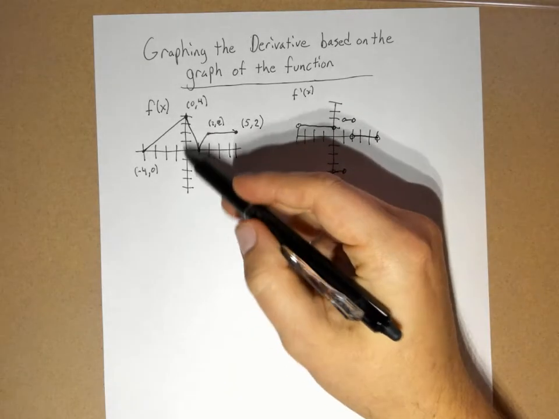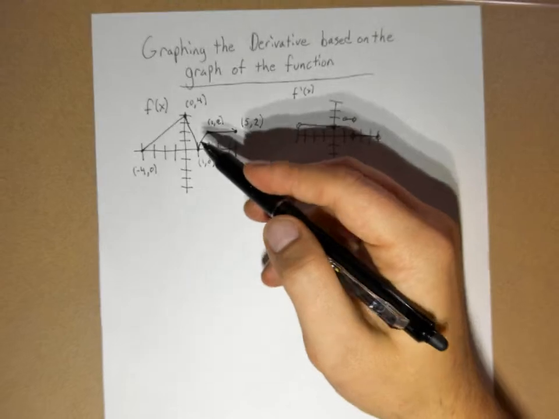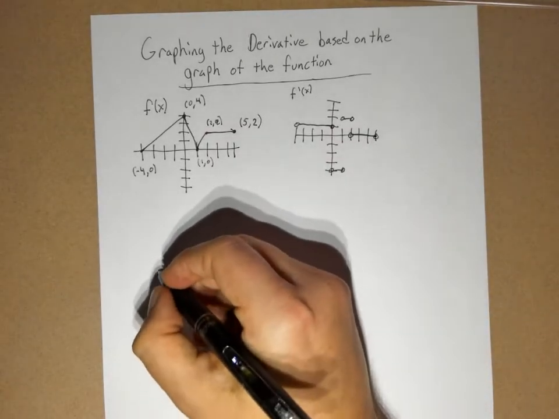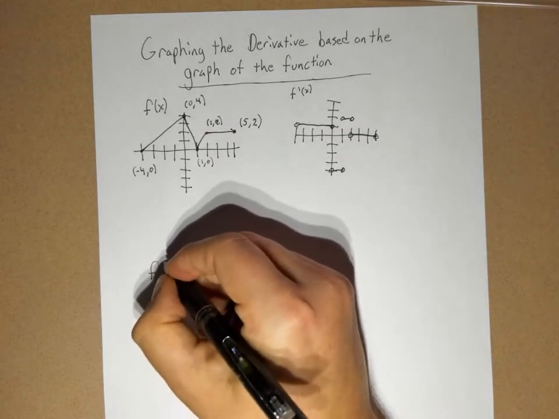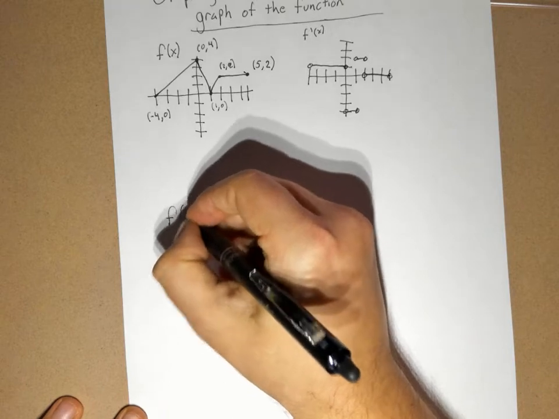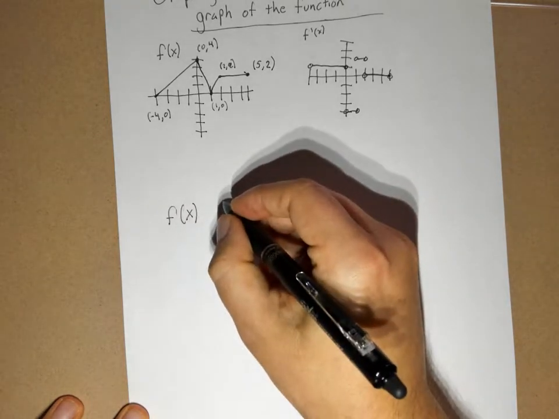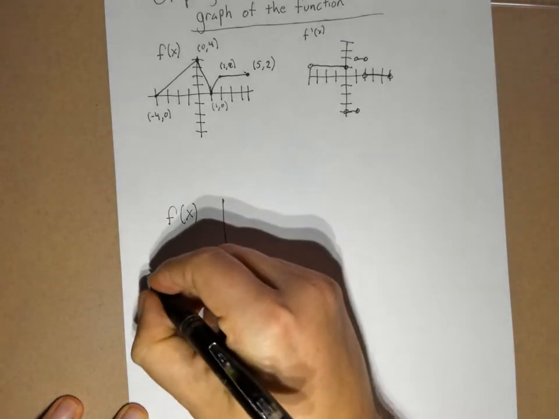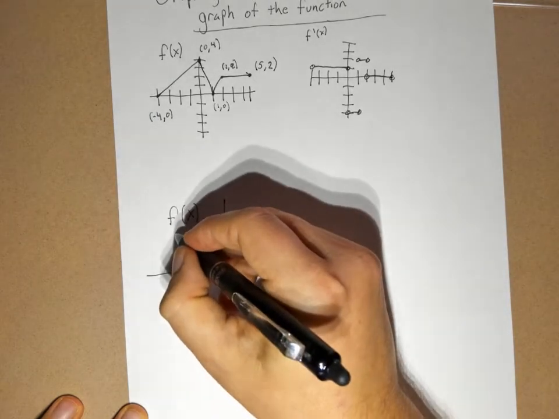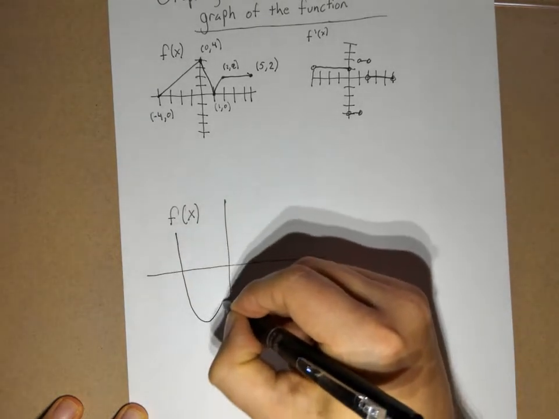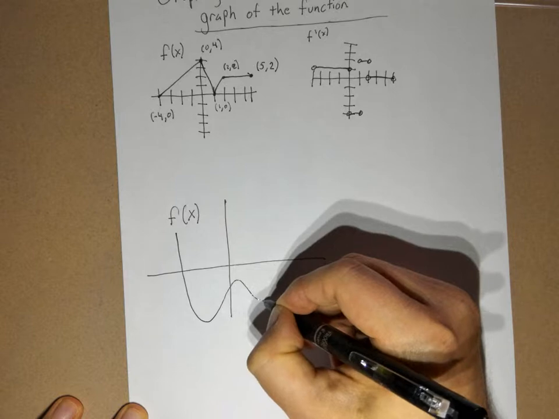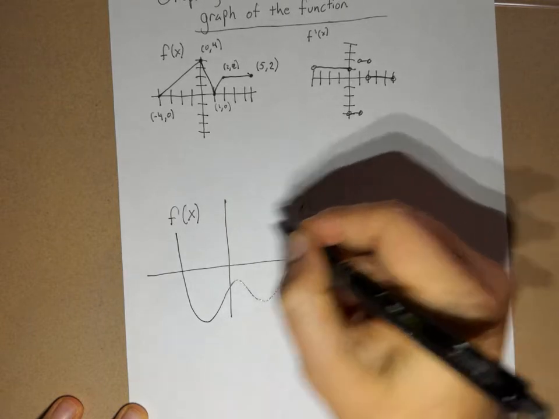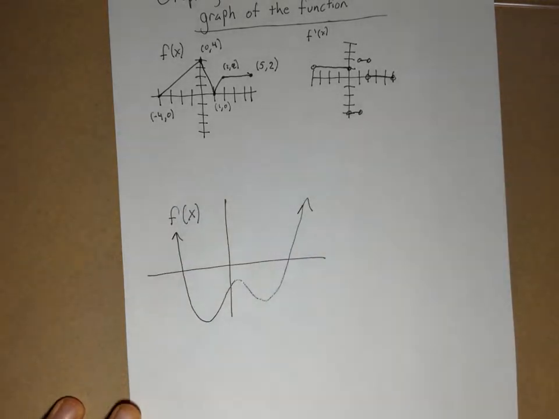But we don't always have nice straight lines like that. What if we had something that has a little more curve to it? So if I have a separate example here, let's say my function looks something like this. How could we get at least a sketch of the derivative function?